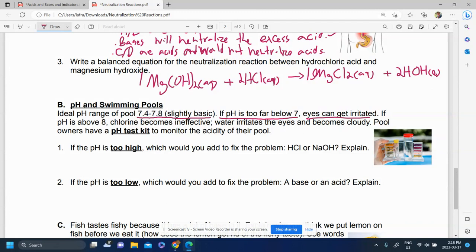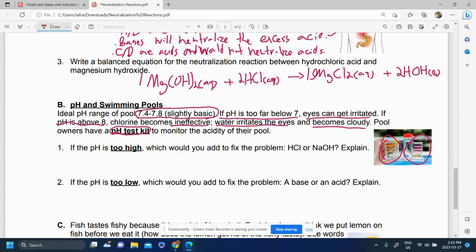And if the pH is above 8, then the problem there is that the chlorine that's in the pool becomes ineffective, meaning that it won't clean the pool very well, and you want it to. And then when that happens, the water will irritate your eyes and it becomes very cloudy, and you don't really want to swim in that either. So it's important that you maintain a proper pH for your pool between 7.4 and 7.8. If you own a pool, you've probably seen this, a pH test kit, and it helps you to monitor the acidity of your pool using indicators, for example.